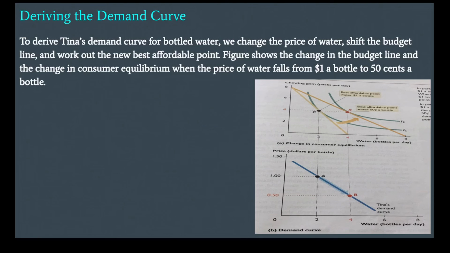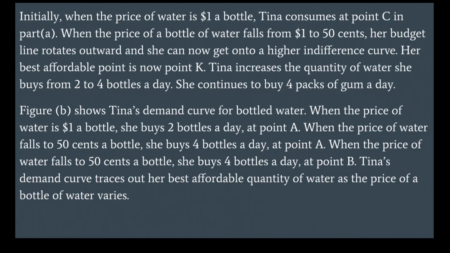The figure shows a change in the budget line and a change in consumer equilibrium when the price of water falls from $1 a bottle to 50 cents a bottle. Initially, when the price of water is $1 a bottle, Tina consumes at point C in part A. When the price of a bottle of water falls from $1 to 50 cents, her budget line rotates outward and she can now get onto a higher indifference curve. Her best affordable point is now point K. Tina increases the quantity of water she buys from 2 to 4 bottles a day. She continues to buy 4 packs of gum a day.